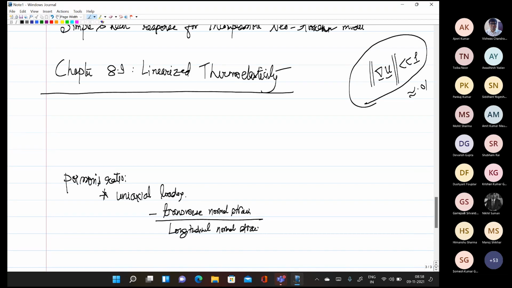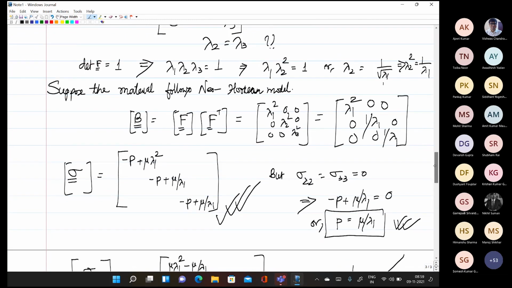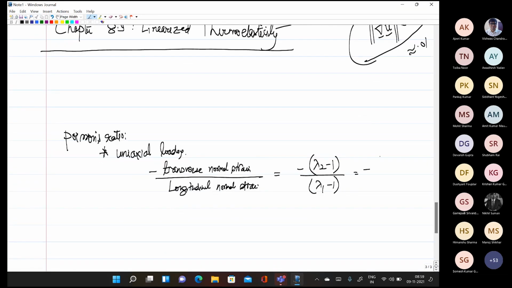But for the case of a non-linear material model, this number will keep on changing as you apply the deformation. In this particular case, it is minus of lambda 2 minus 1 divided by lambda 1 minus 1. And lambda 2 we already have in terms of lambda 1: lambda 2 is 1 by square root of lambda 1. So that's minus of 1 by square root of lambda 1 minus 1, divided by lambda 1 minus 1. As you are stretching the material, this ratio does not remain fixed. It's a function of lambda 1, so the Poisson's ratio is changing as you stretch the material.